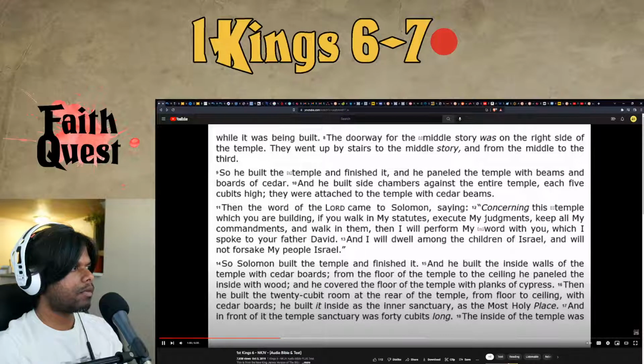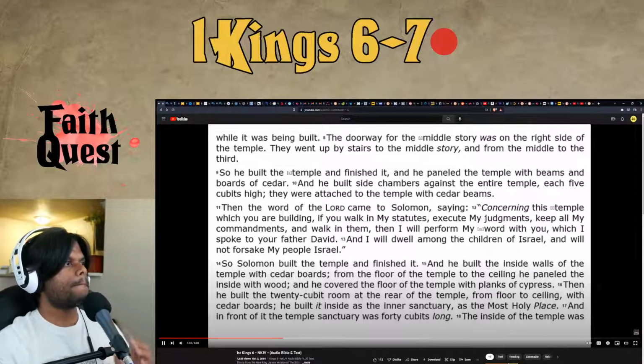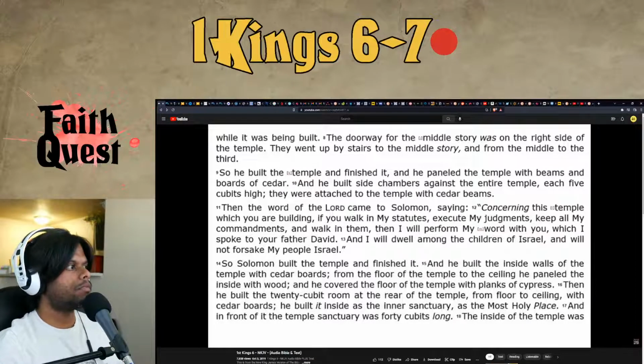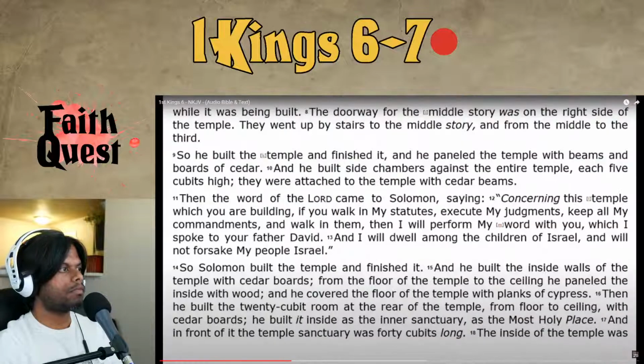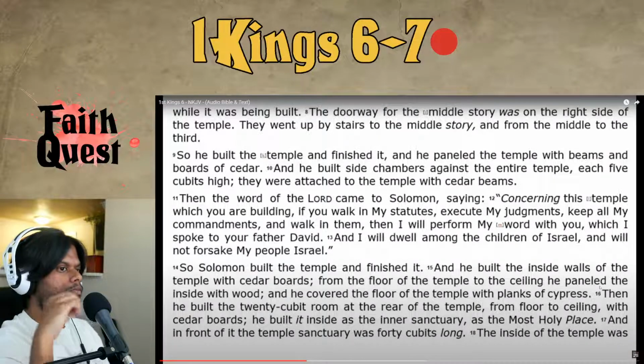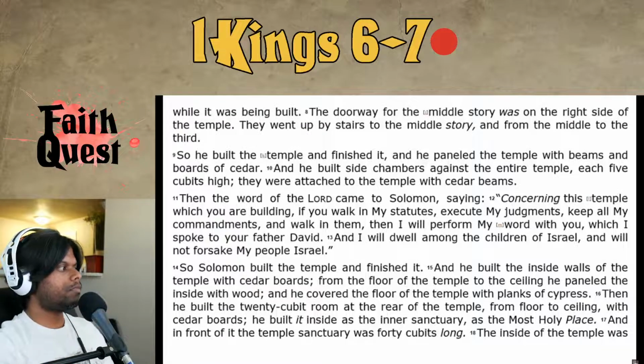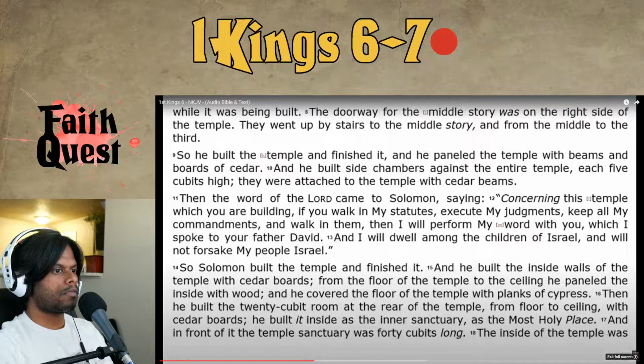The doorway for the middle story was on the right side of the temple. They went up by stairs to the middle story, and from the middle to the third. So he built the temple and finished it, and he paneled the temple with beams and boards of cedar, and he built side chambers against the entire temple, each 5 cubits high. They were attached to the temple with cedar beams.